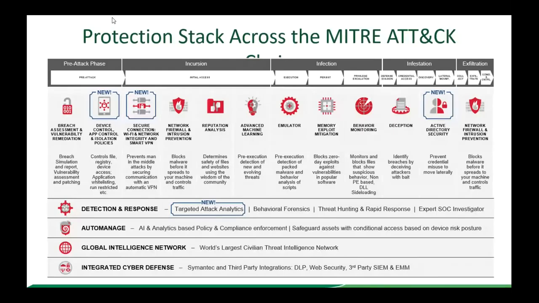All these whitelisted applications are allowed to run. The rest are restricted. We have what I said earlier, which is a secure smart VPN, whereby we check the connections. We have network firewall and intrusion prevention. We have reputation analysis. We do machine learning. We do emulation. We do memory exploit mitigation, behavior monitoring, deception, Active Directory security, and network firewall and intrusion prevention.